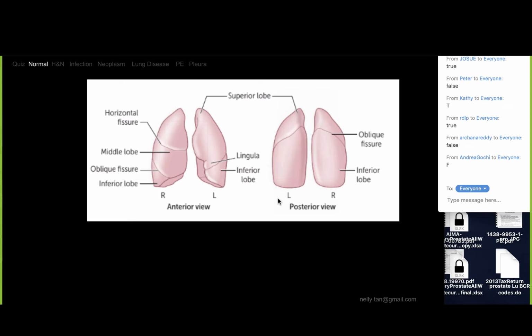The right lung has 3 lobes, upper, middle, and lower, and the left has 2. We'll see some chest radiographs, but the right heart border is bounded by the right middle lobe. So if there's consolidation, then you'll lose the right heart border, and we'll see an example of that. And how many fissures do you have on the right?